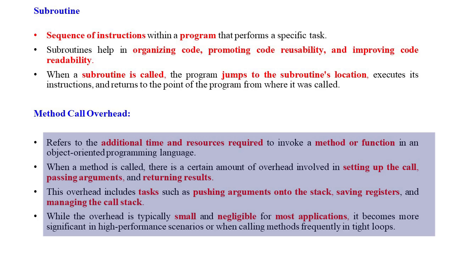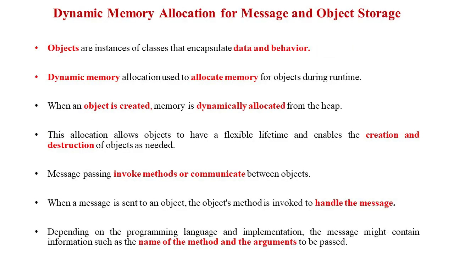So when a method is called, the overheads involved are setting up the call, passing arguments, and returning results. All these three are overheads which have to be handled when you call a method or function. This overhead includes tasks such as pushing arguments, saving registers, and managing the call task. Dynamic memory allocation for message and object storage.